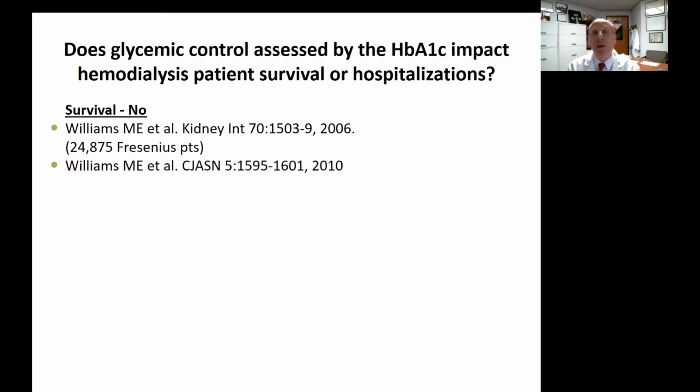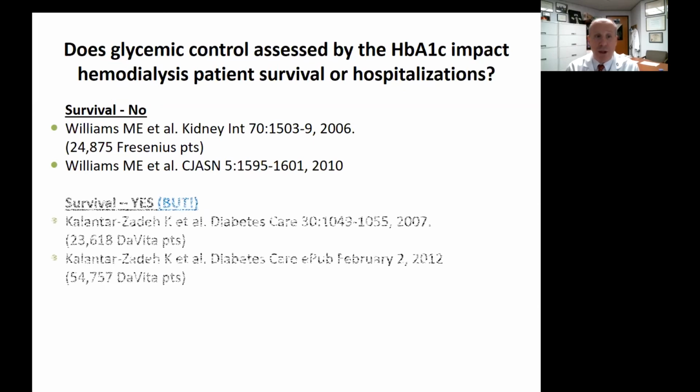So the next question we asked is, does sugar control assessed by hemoglobin A1C impact survival in patients on dialysis? Does it impact hospitalizations? And there were reports from Mark Williams in Boston, looking at about 25,000 patients with ESRD at Fresenius, and he published a paper in 2006 and then a reanalysis in 2010 that said no, the hemoglobin A1C did not predict survival or hospitalizations in dialysis patients in 25,000 patients.